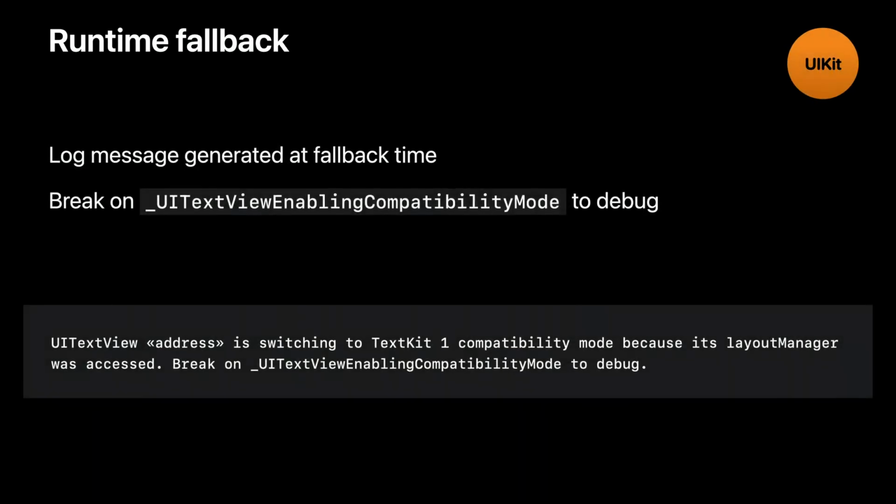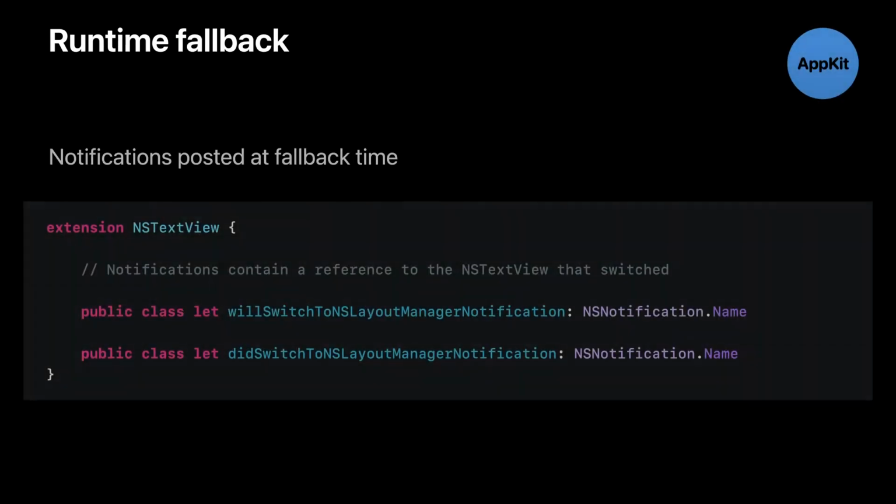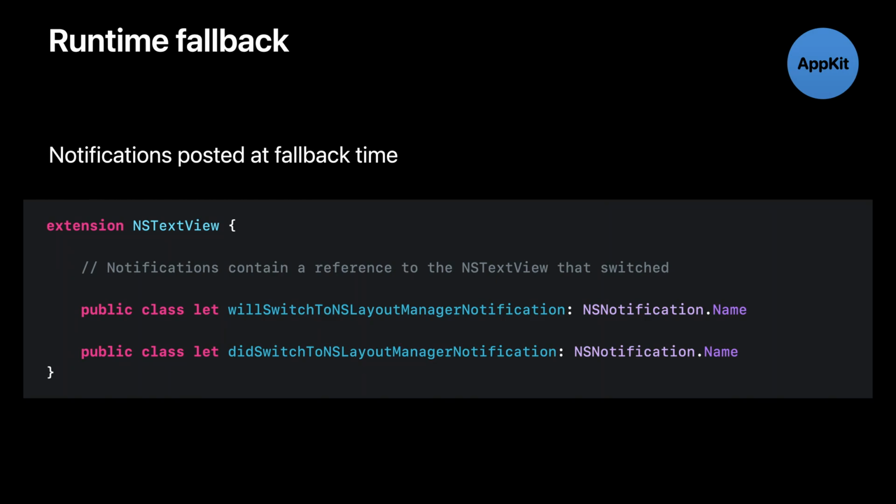If you encounter an unexpected runtime fallback to TextKit 1 in UITextView, check the log for a message warning about the switch. Set a breakpoint on the symbol _UITextViewEnablingCompatibilityMode to capture a stack trace and other useful debugging information. For NSTextView, you can get more information about unexpected runtime fallbacks by subscribing to the will switch or did switch to NSLayoutManager notifications.